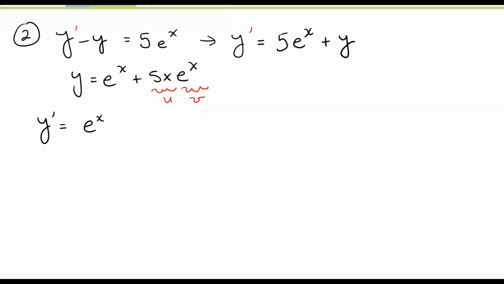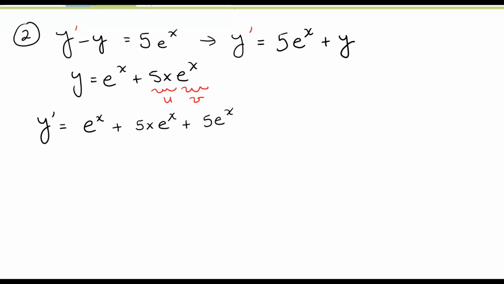Okay, so we're going to apply the product rule here to find the derivative. And so let's check this out. If I have the derivative, uv prime, plus u is 5x, v prime is e to the x, plus vu prime, which is going to be e to the x times 5, or 5e to the x.